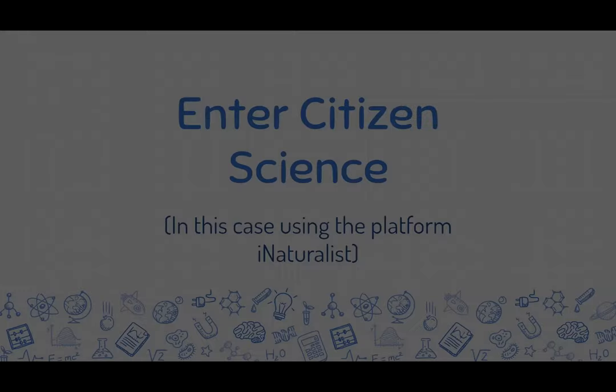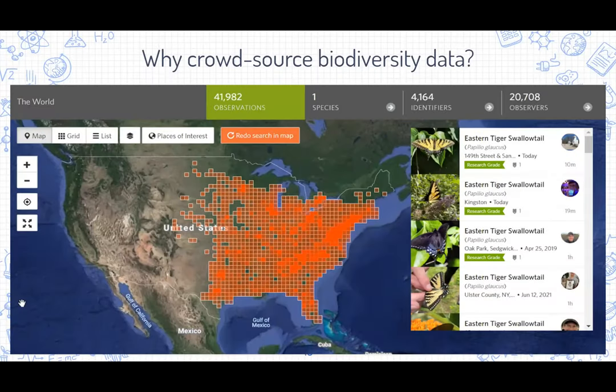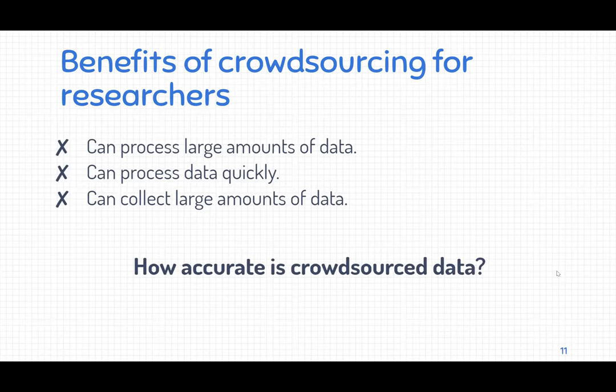So this platform is called iNaturalist. And over the last 10 years, 40,000 pictures of tiger swallowtails have been uploaded to this platform with important data such as time and date, location of the species. And the best part is that this data is open for researchers and the public to use. So we've seen really quickly that the benefits of this kind of crowdsourcing and citizen science for researchers is that it can process large amounts of data, and process that data quickly, and it can collect a large amount of data. But one big question that researchers will have is how accurate is this data?